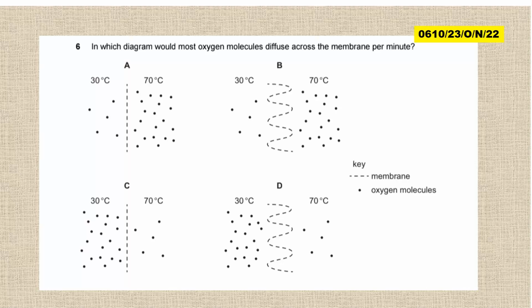This is Paper 2, Variant 3, October/November 2022, which is just a continuation of what we've looked at. In which diagram would most oxygen molecules diffuse across the membrane per minute? So this is diffusion, so it has to be from the region of higher to the region of lower concentration. This one, 30 degrees, you can see there are a few particles here, so not this one. Then here, this is not a membrane that we are looking for. So it has to be a straight membrane, from higher to lower, and therefore the answer is C.